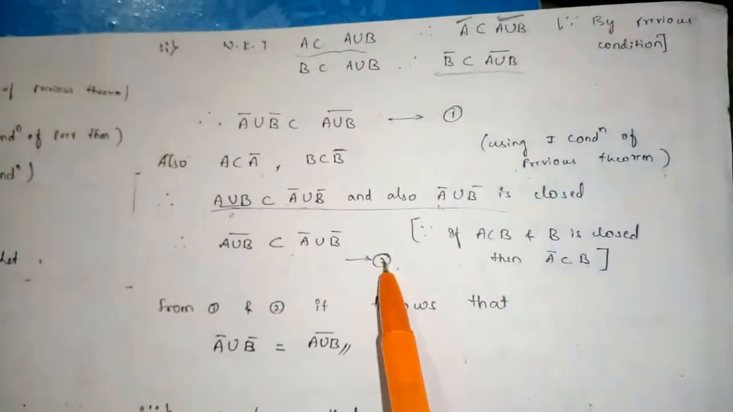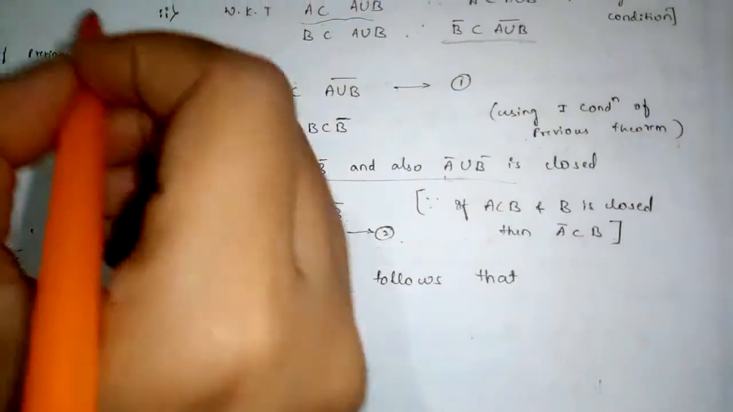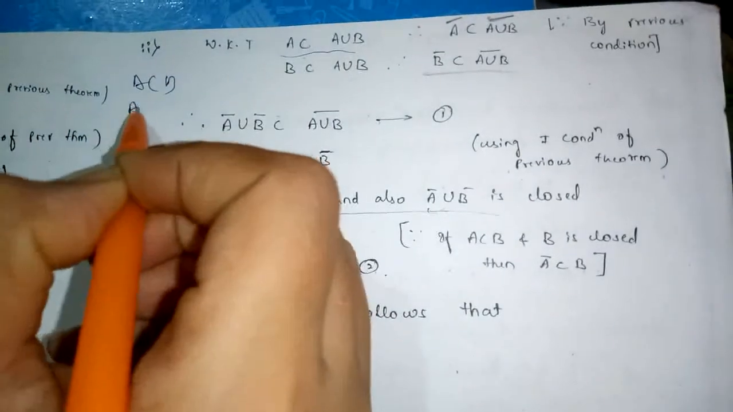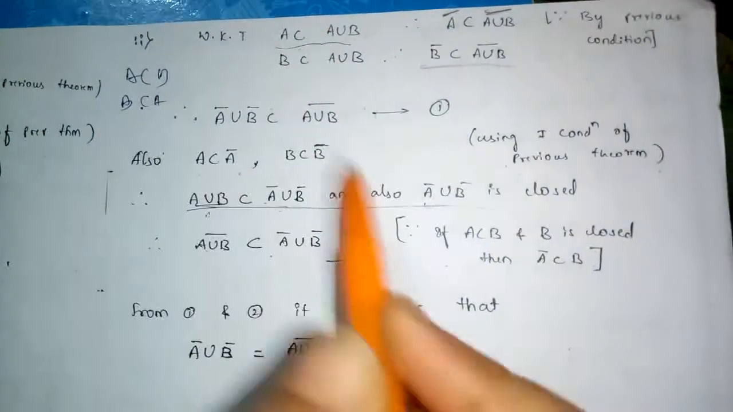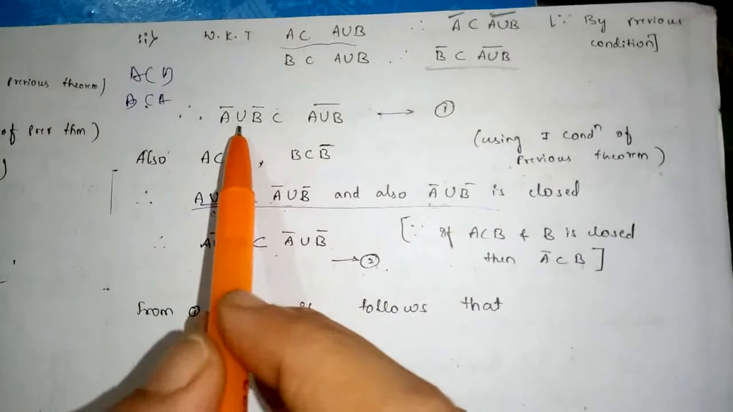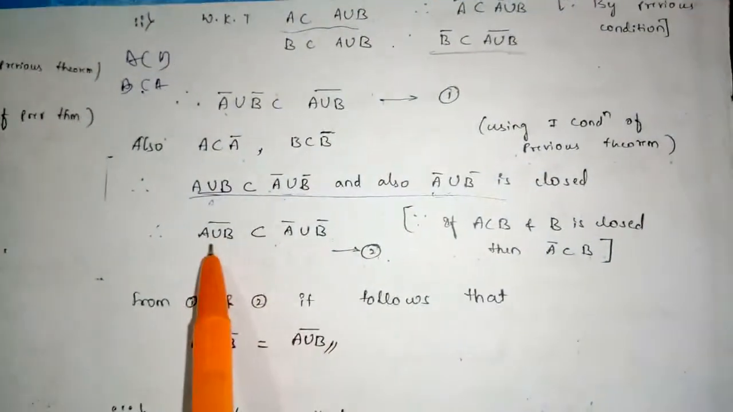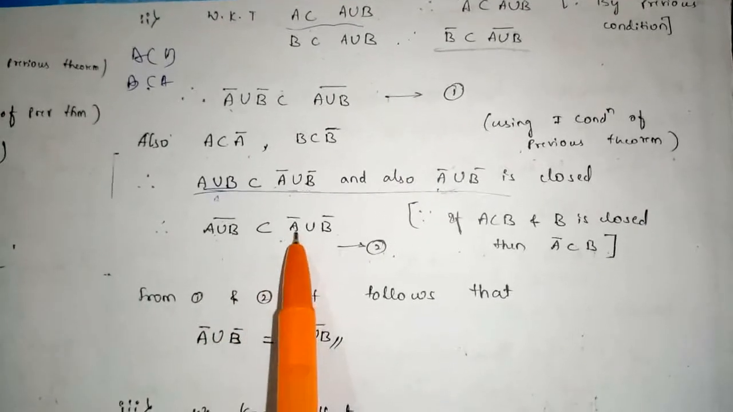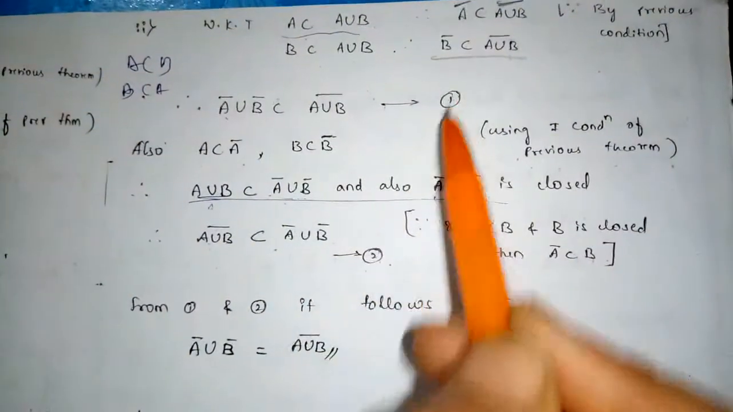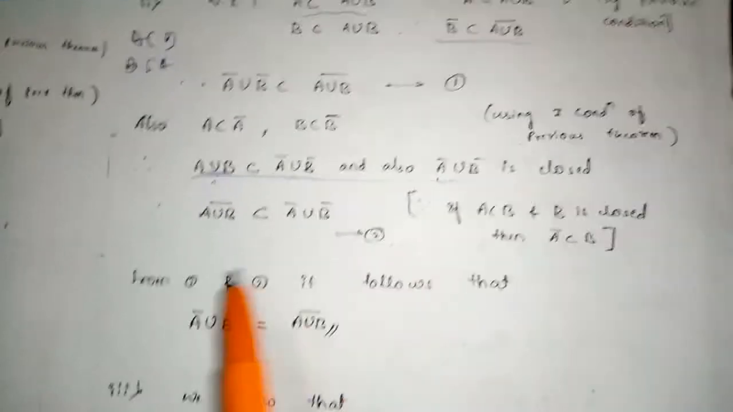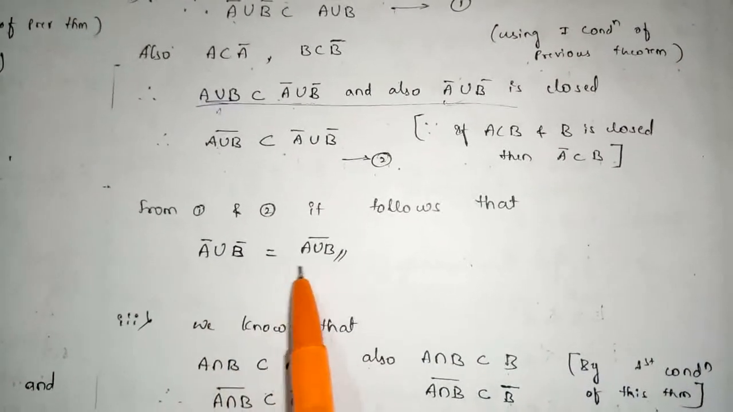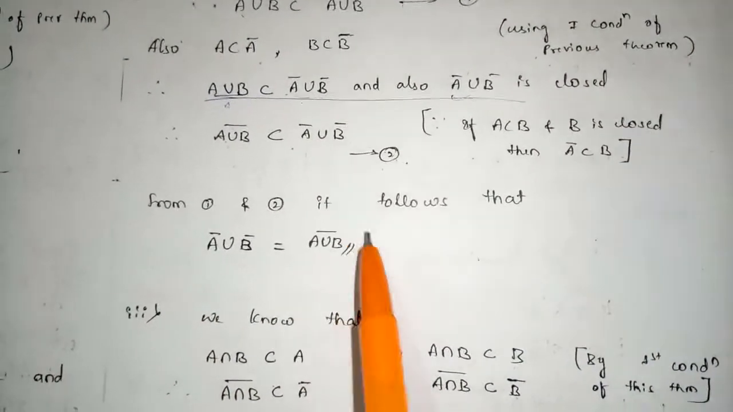By using equation 1 and 2, A is a subset of B, B is a subset of A, then automatically A equals B. By using this condition, A bar union B bar is a subset of (A union B) bar and (A union B) bar is a subset of A bar union B bar. From equation 1 and 2, we write A bar union B bar is equal to (A union B) bar. Second one is over.